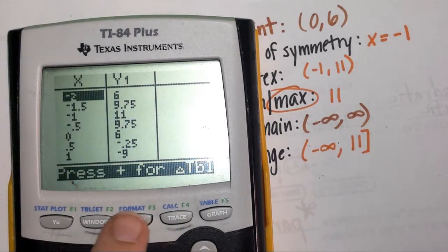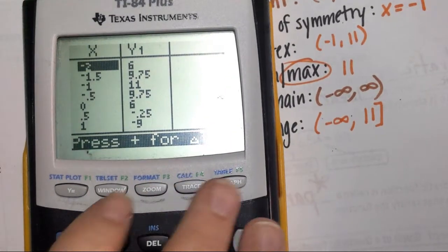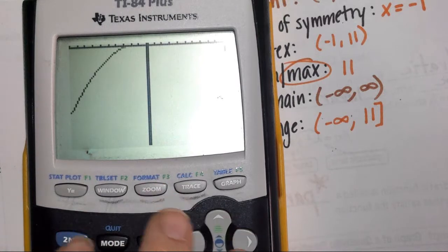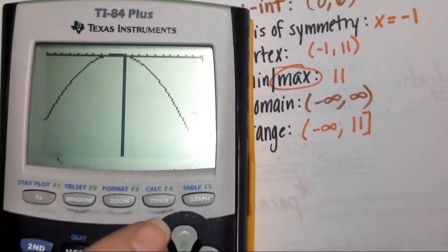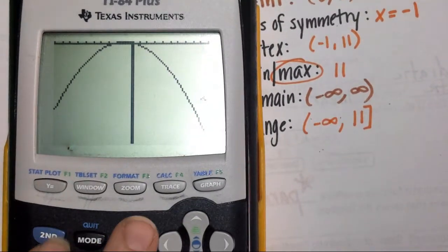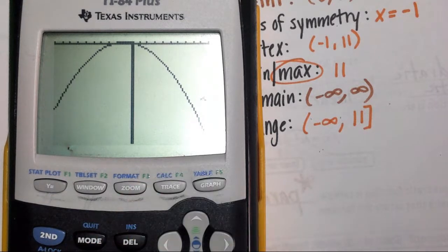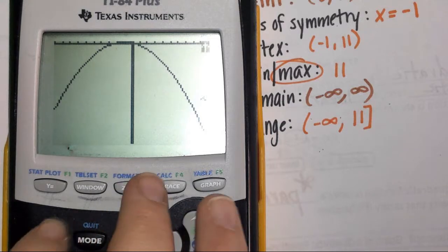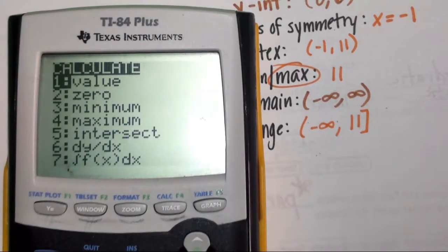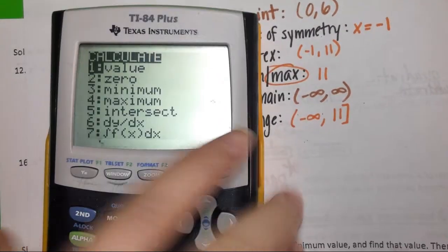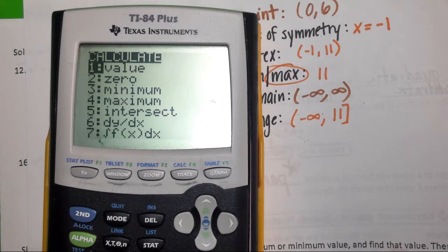Okay, but the one button we hadn't pressed is calculate. So if you press second and then calculate, come on, graph, let's cooperate. That's one thing that stinks about the calculator. Once you press graph, it will graph it, and you can't do anything else till it does. If you press second calculate, we've got some options. And honestly, once you learn how to operate second calculate, you really don't have to use your brain anymore because it's going to do all this stuff for you.